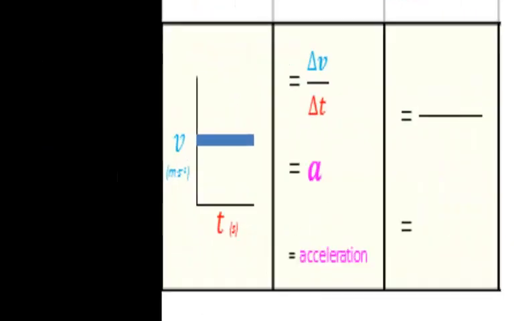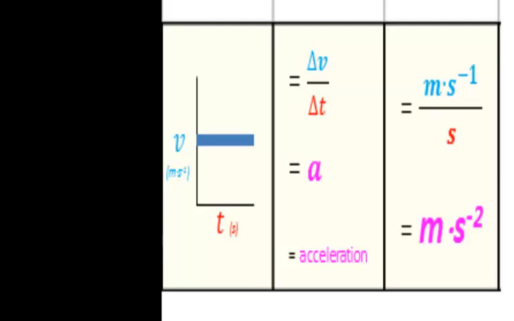Let's look at this in units. The unit of rise, in this case, is velocity's unit, meters per second. The unit of run is time's unit, seconds. So the unit of the gradient is meters per second per second. In other words, meters per second squared. Meter dot second to the minus 2, which is acceleration's unit.